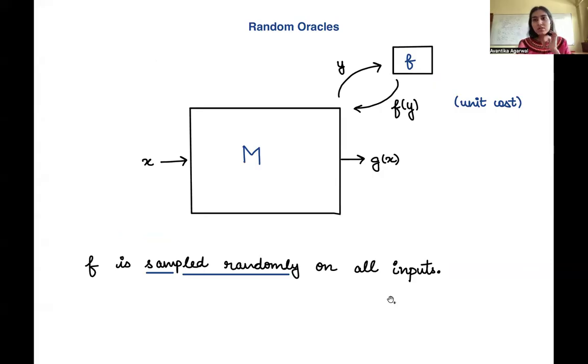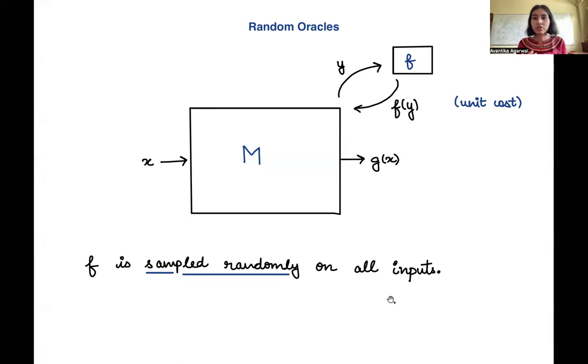So what is a random oracle? Recall in the oracle model, we had this oracle which contains some function f inside it. Now for the random oracle model, this function f is sampled randomly on all inputs. So M will send some query y to this oracle. The function f will output a uniformly random 0, 1 bit for the value f of y. And now in this oracle model, we want to know whether PH is infinite. Because this oracle is random, it's clear that it does not have any structure that is specific to either P or NP or polynomial hierarchy or any other complexity class.